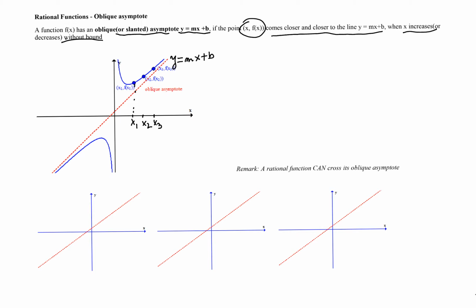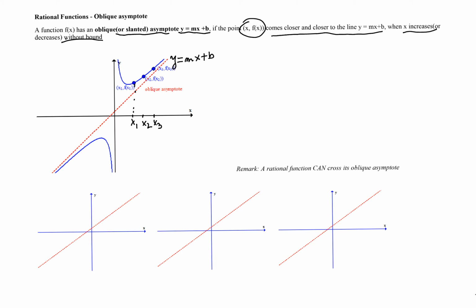Similarly, on the other end, if x is decreased without bound, so x's are negative, the points on the graph are going to also come closer and closer to the line y equals mx plus b. So this is the relationship that shows that the line mx plus b is an oblique asymptote for the graph of the function f of x.